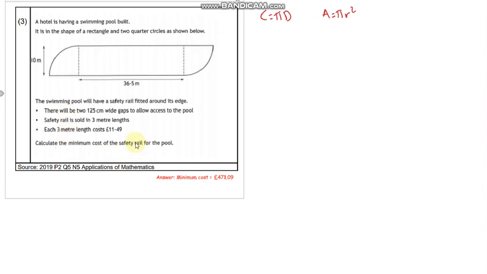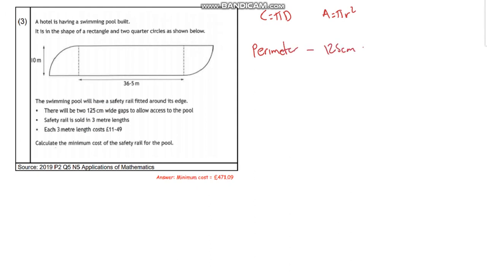So, calculate the minimum cost of a safety railing. So we're going to have a safety railing all the way around the pool. Okay, all the way around the edge. There'll be two gaps in the pool. So right away I'm thinking the perimeter, and we need to do the perimeter. And I'm going to have to take away 125 centimeters times by 2. Okay, that's fine. And then we'll do the cost of it.